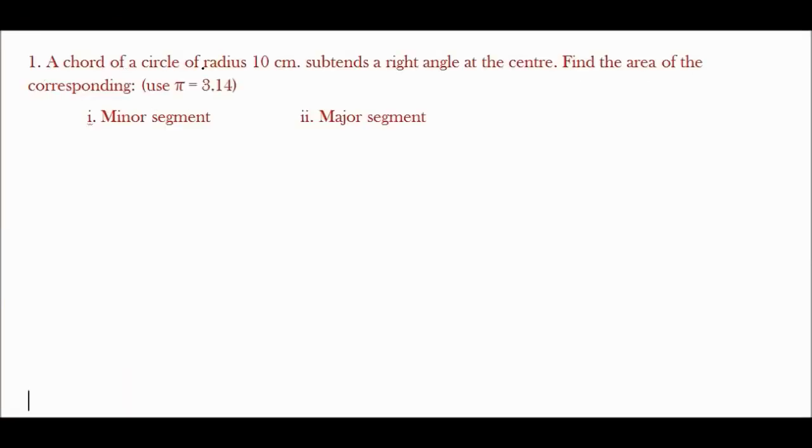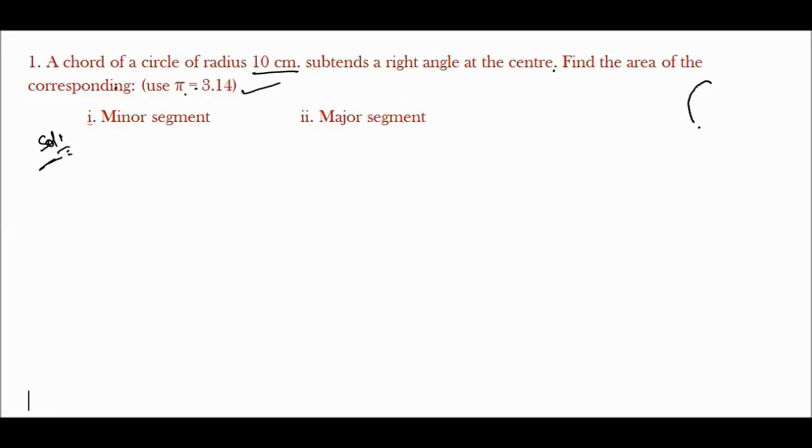A chord of a circle of radius 10 centimeters subtends a right angle at the center. Find the area of the corresponding segments of the circle. Use pi is equal to 3.14. We have to use that here. So start with the solution.